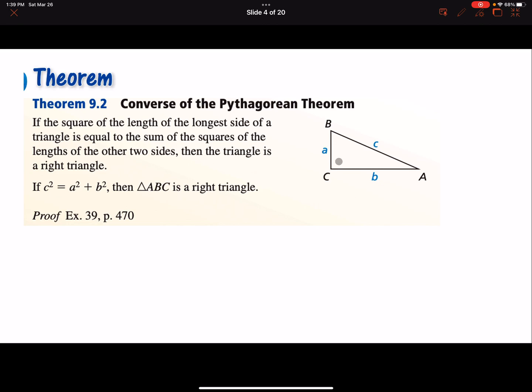So what I can do to try to prove whether or not this is a right angle is take the two smaller sides, which are the legs, square each one, add them together, and see if it gives me the length of the longest side squared. So again, I'm going to do a squared plus b squared equals c squared. If both sides are equivalent to each other, if I take a squared plus b squared, and that is in fact equal to whatever c squared is, then this triangle has to be a right triangle, okay?